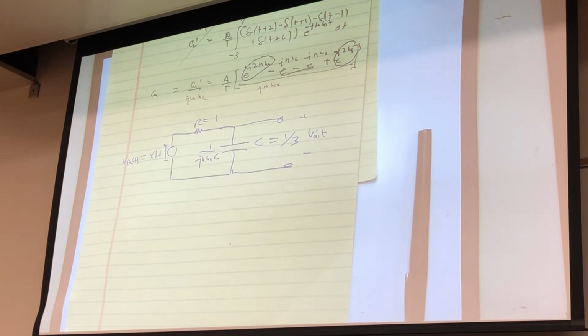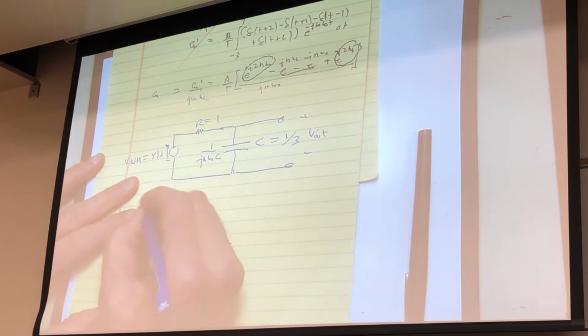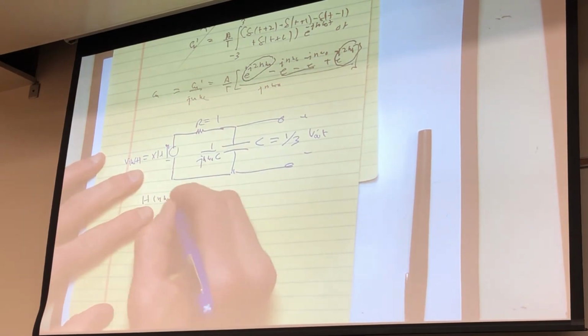Everybody got that? And if it was an L, we put what? j n omega naught L. It's not omega, it's n omega naught, right? Omega naught is the base or fundamental frequency, and n is the index. If you're at the first harmonic, it's just omega naught. Second, it's going to be 2 omega naught, and so forth. How many understand that?